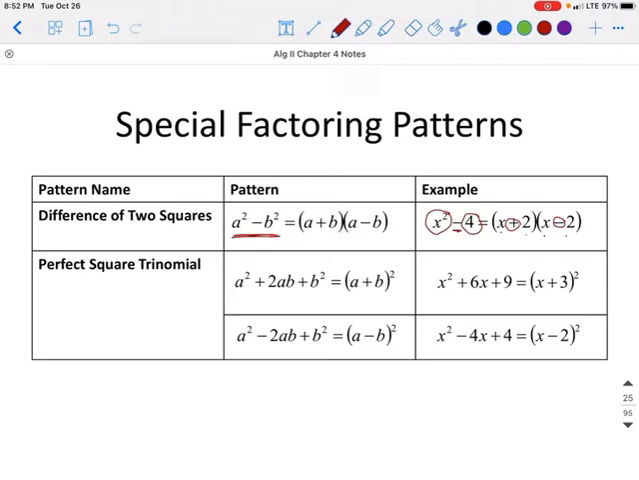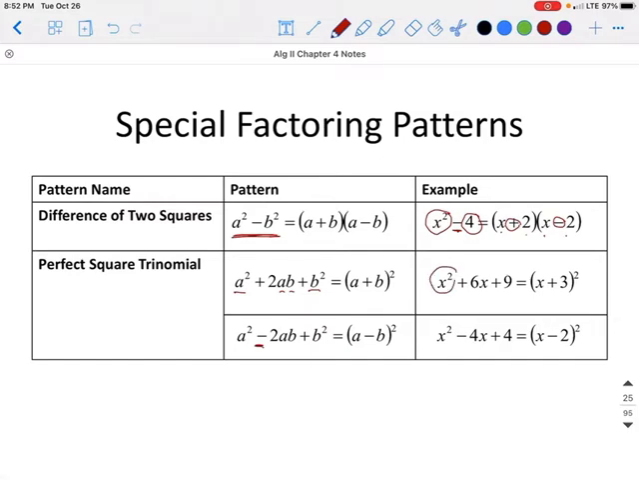Now we also have some that are going to be a squared plus 2ab plus b squared. And if you factor that, you're just going to end up with a plus b squared. We can do the same thing if it's a minus 2b.